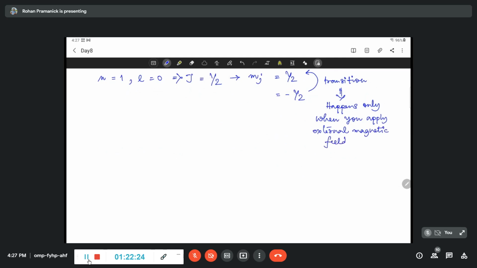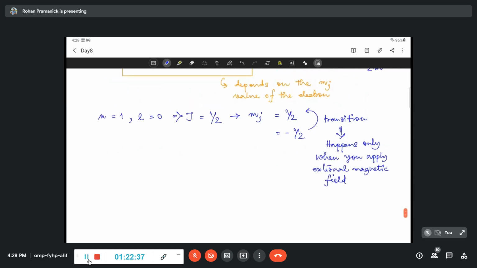External magnetic field. So that's how you know that this is where this is important. This is important because this transition is happening, and this transition gives you the information of the j equals half state, and you know you have prepared your system in the ground state.